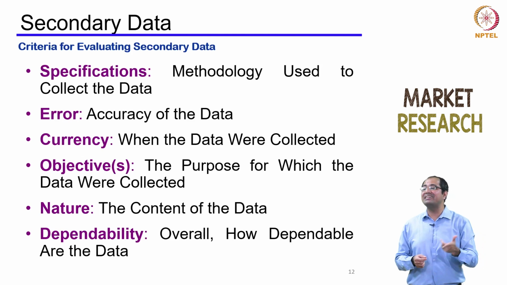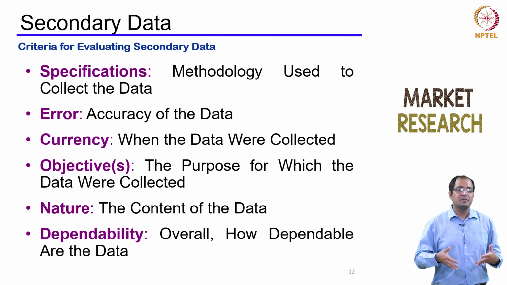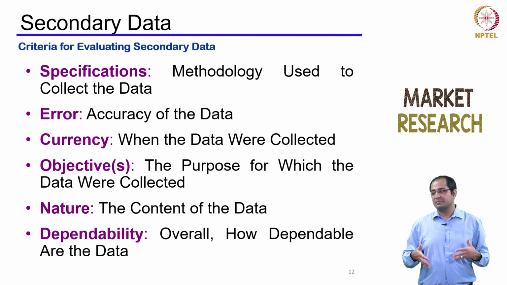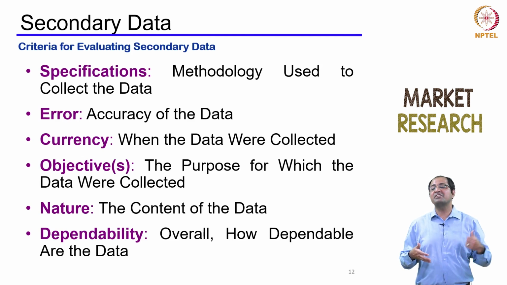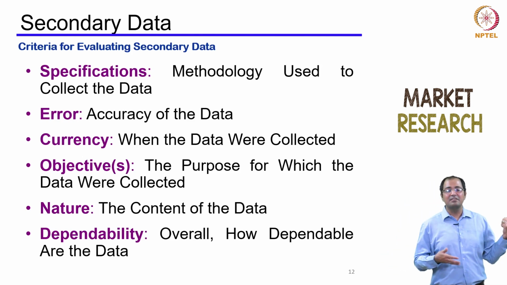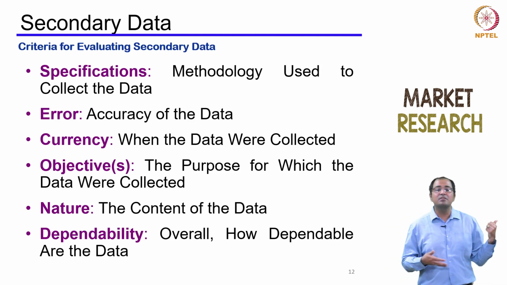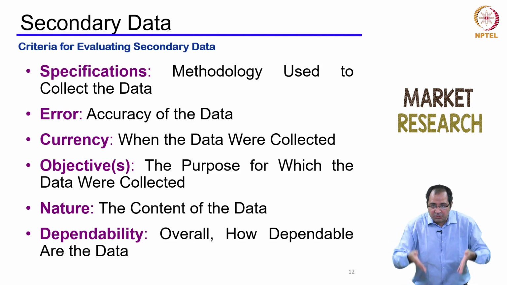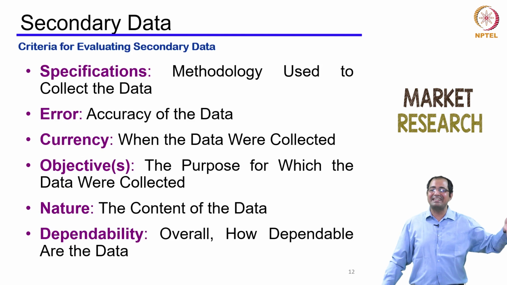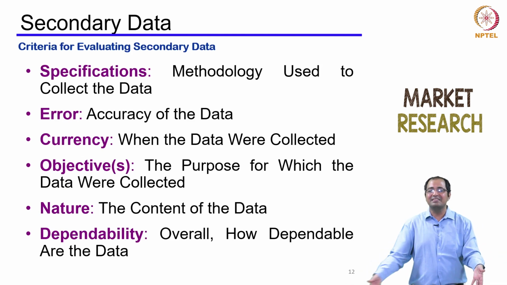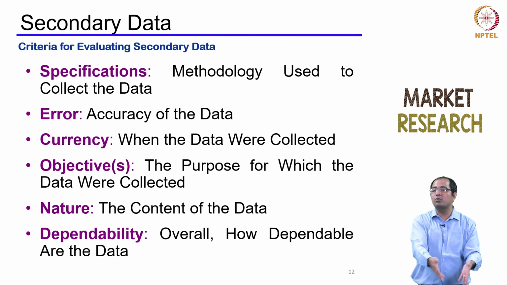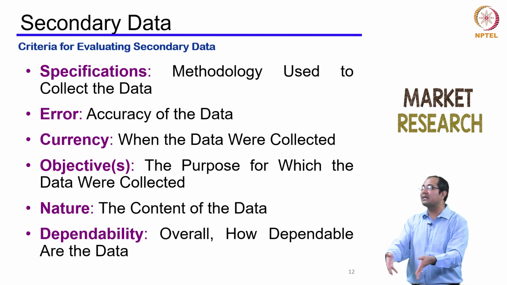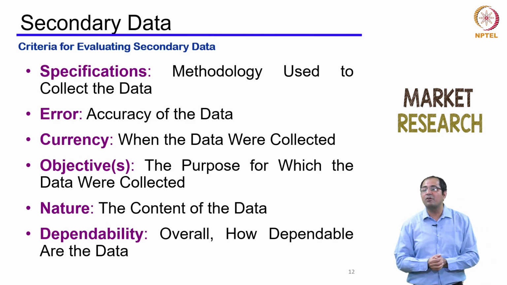Currency means how current is the data. Suppose you are conducting market research today for a business issue and you are looking at 10 years back census data as a secondary data source. Currency means how current is the secondary data. If you are doing market research today and you are looking at old data, 10 years or even 2 years back, COVID was there, now COVID is not there. The data that you would look at 2 years back and now might or might not apply. So how current is the data for your use?